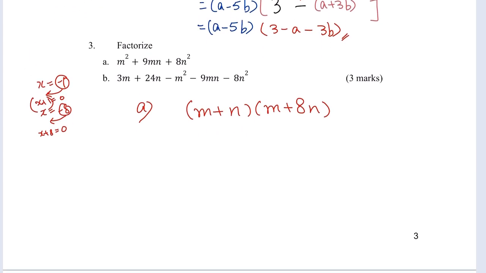Okay, part A. How about part B? Again, the second part looks similar to part A, but something is different, right? The negative signs. So the first one, okay, let's do it. Let's skip some steps, okay? This part, anything common? Anything that they both can be divided by? 3 and 24? Yes, 3. So what is left? 3 divided by 3, 1. 1 is hidden, so m. And then 24 divided by 3, 8n.